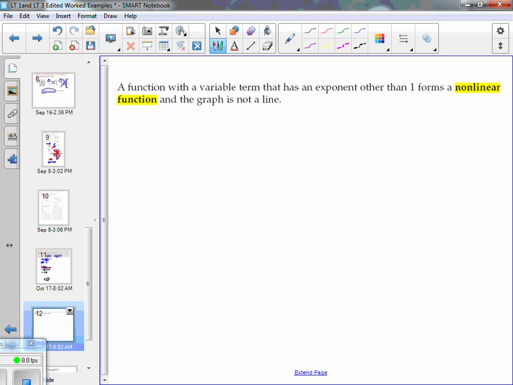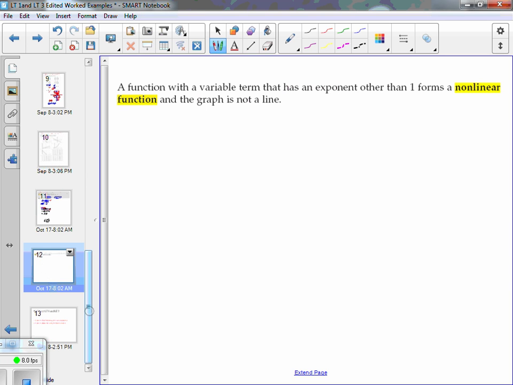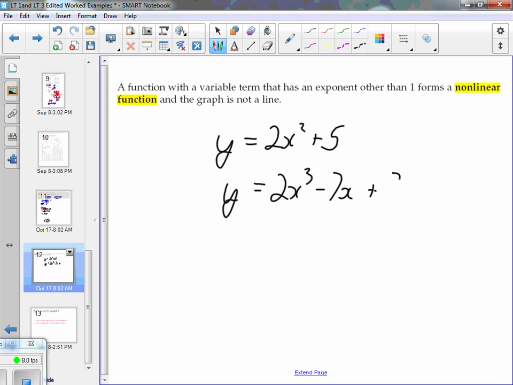All right, a function with a variable term that has an exponent other than 1 forms a nonlinear function, and the graph is not a line. And you saw some of these in Algebra 2, and we're going to get to them as well. But, you know, stuff like this, that'd be a parabola. And then you can even get into other polynomial functions. That one would look kind of like that. Okay, you don't have to know what they're going to look like. But anyway, they're not linear. But it's okay to have a square on the x, but they're not going to be linear.